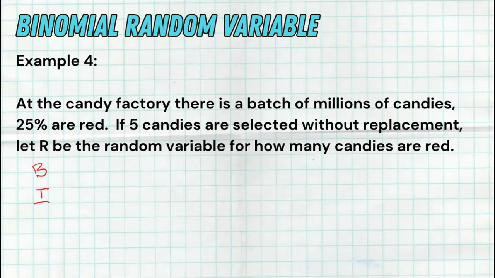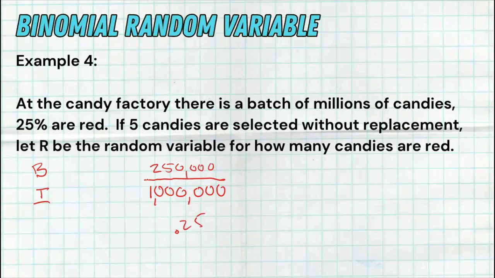I know that's weird. All right, let's just say there was exactly 1 million candies. Now, I know it said millions, but let's just say there's 1 million. Okay, so if there's 1 million candies, that means 250,000 of them are red. And that would be the 25%, right?